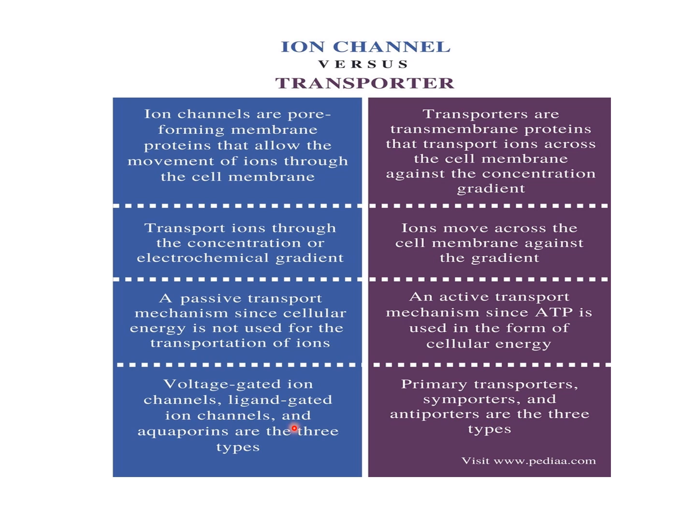Now these ion channels may be voltage-gated ion channels or ligand-gated ion channels, for example sodium ion channels, or the acetylcholine ligand-gated sodium ion channels. Whereas the transporters are of three types: primary transporters, symporters or antiporters. So there are basic differences between these ion channels and the transporters.